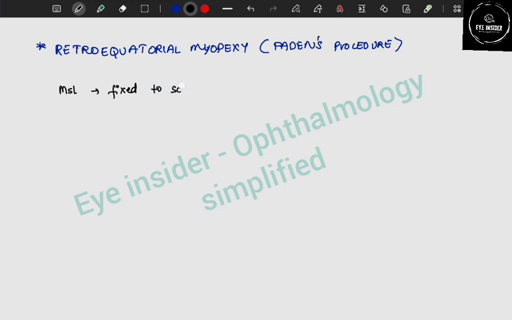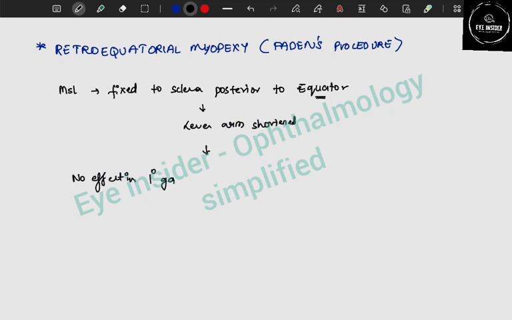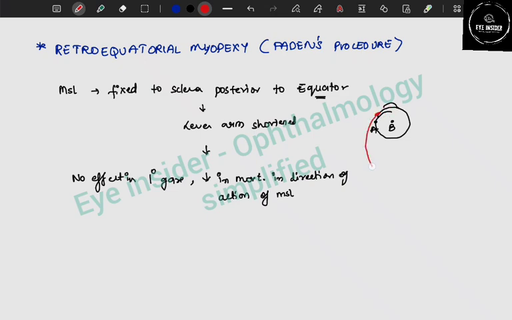In this, the muscle is fixed to the sclera posterior to the equator. So this reduces the lever arm, which in turn has no effect in primary gaze, whereas it reduces the movement of the muscle in the direction of the action of the muscle. So in the primary gaze there is no effect, whereas when the muscle is acting, it reduces.